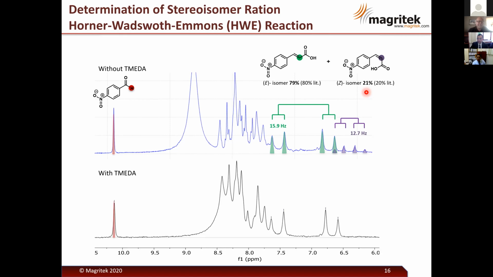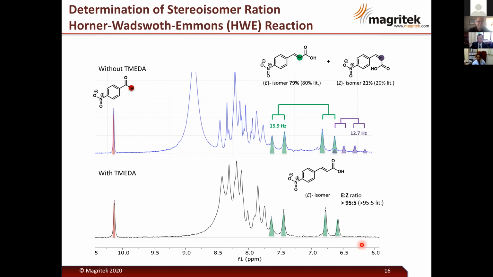So this is a 1D proton spectrum of the reaction mixture with T-meta. With T-meta, we can observe mainly the E isomer as the major product, and the ratio comes out to be greater than 95% E to 5% Z product, which is also comparable to the literature reported value.